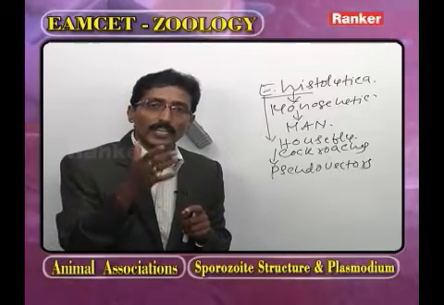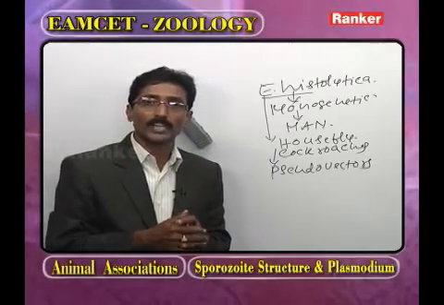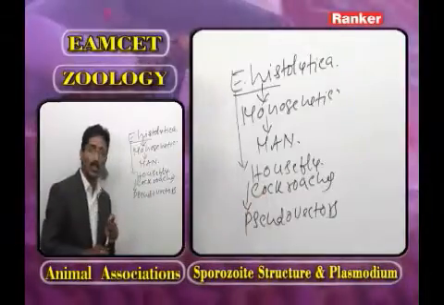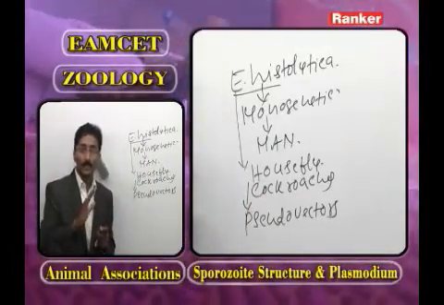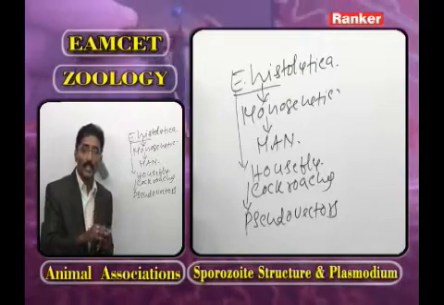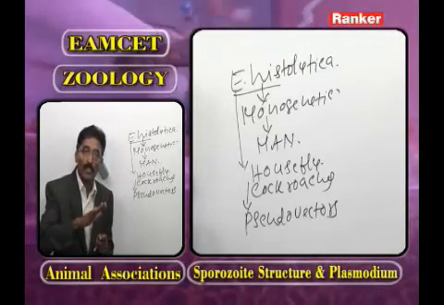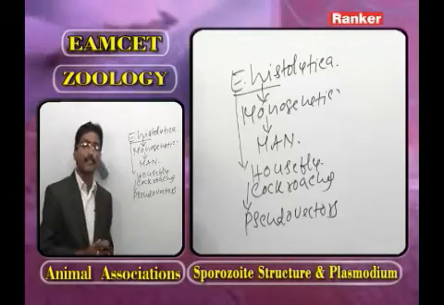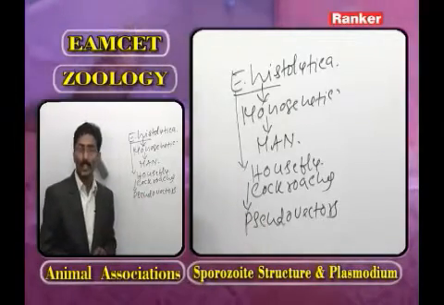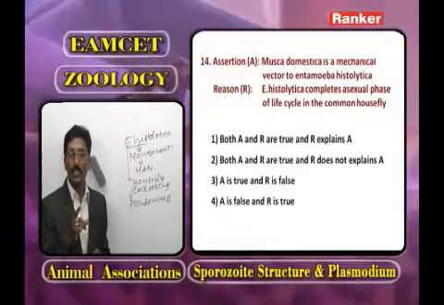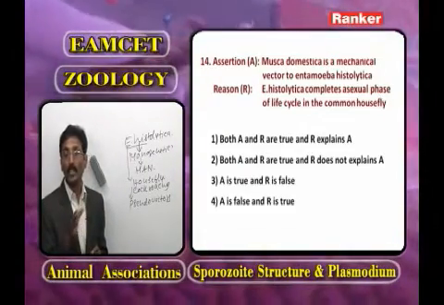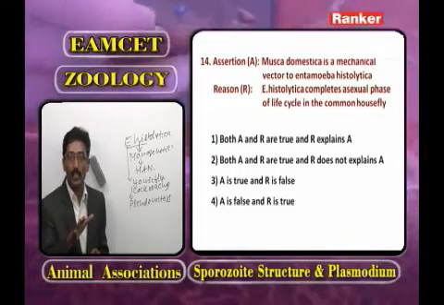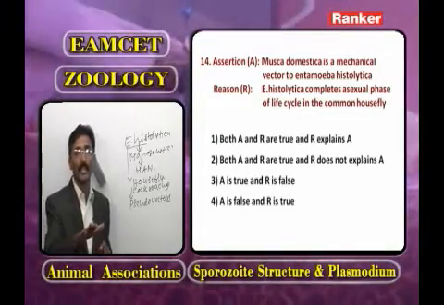What is the infective stage in the life history of Entamoeba histolytica? That is the tetranucleated cyst. What about the housefly and cockroaches? They are pseudovectors, because in the body of the housefly or the cockroach, Entamoeba histolytica never performs any part of the life cycle. So, it is the pseudovector. Now, what is the assertion? Musca domestica is a mechanical vector to Entamoeba histolytica, because in the housefly body, it does not complete its life cycle. It is correct.